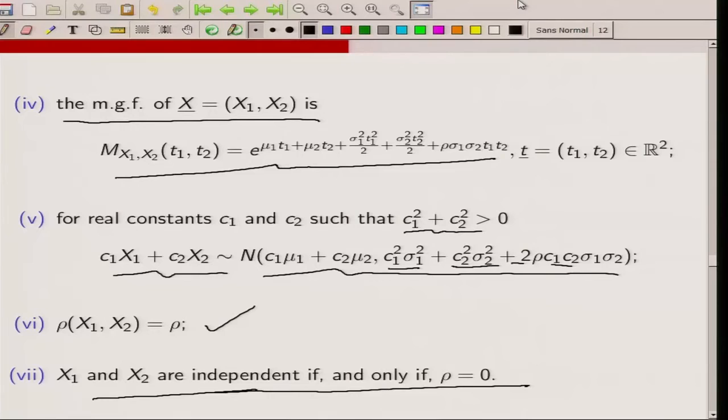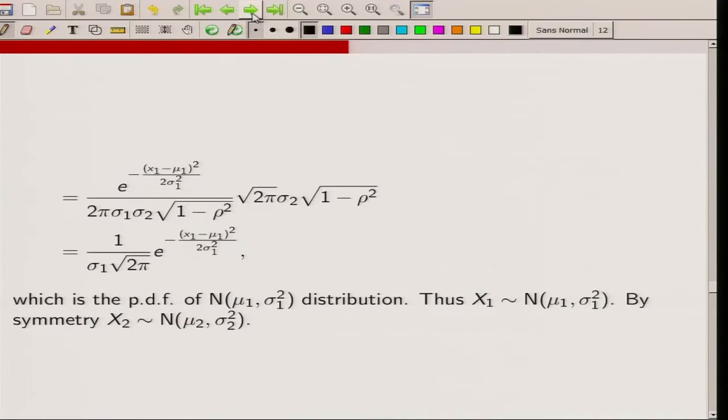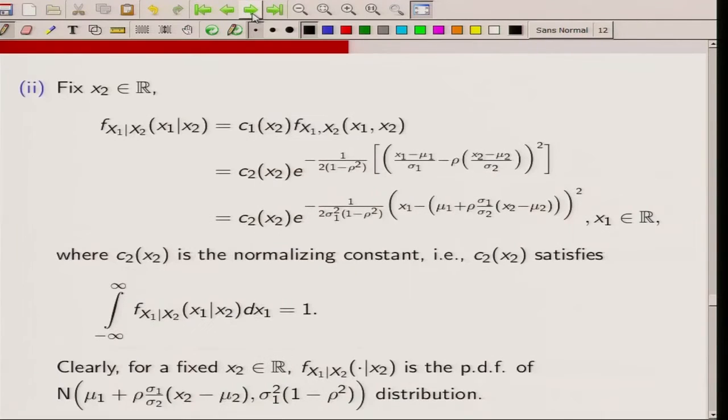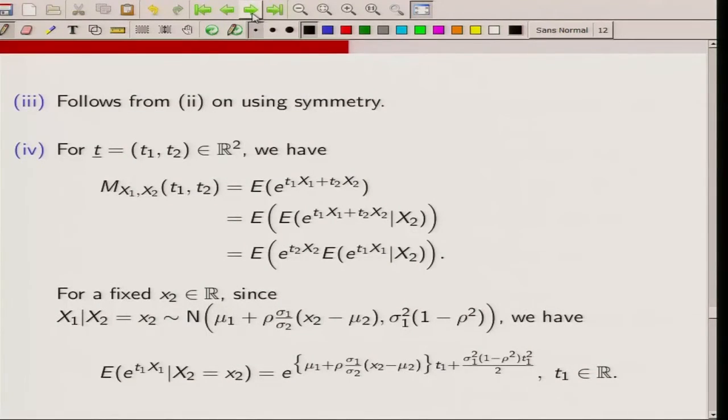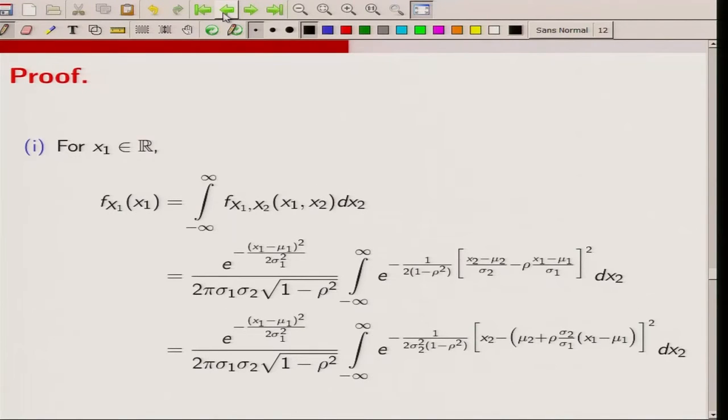One way to do this would be to find the moment generating function of X1 and X2, and using that I can find the marginal of X1, the marginal of X2, and so on. Although in the slides I have provided an alternate proof where I find the PDF of X1 by integrating out the unwanted variable in the joint PDF, let me follow the slides.